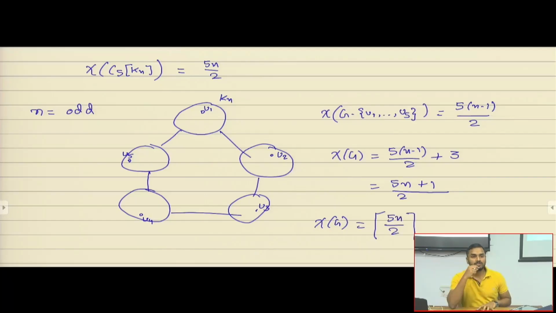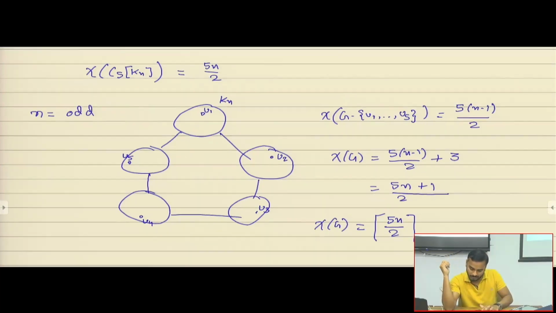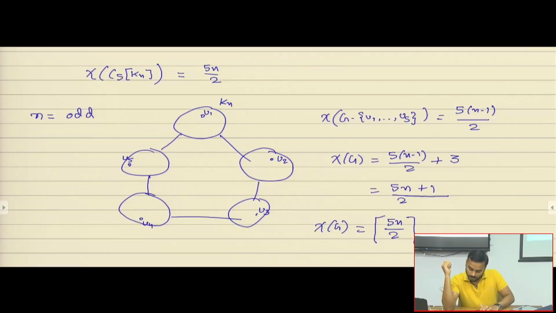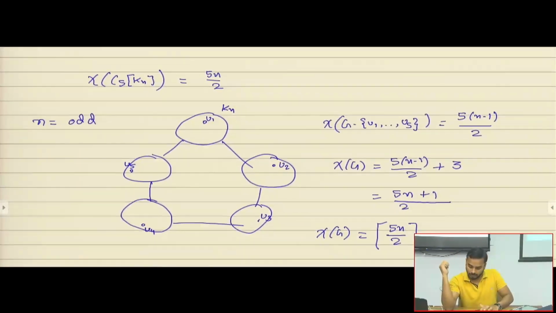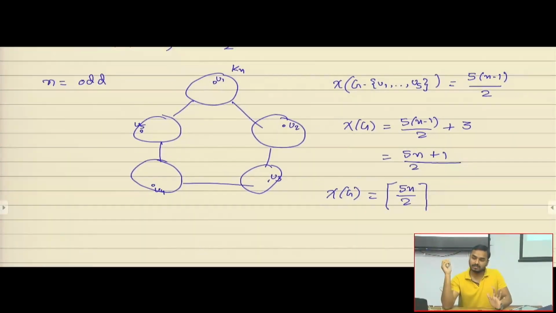So for even and odd, this bound will work. And bringing those vertices back, you are not going to have any issues, because we are assigning different new colors, 3 new colors. Right? So for each case, we are able to show that chi of G is exactly equal to the ceiling of 5n by 2.